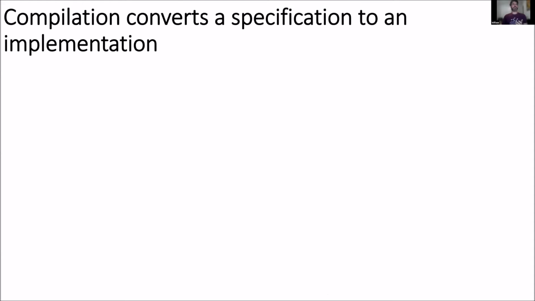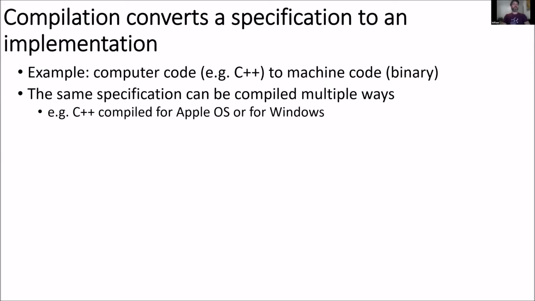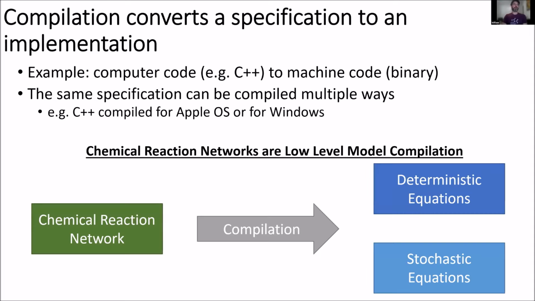So what is compilation, and in particular, what is CRN compilation? I think in this audience, we're all familiar that you can take computer code like C++ and compile it to machine code, say binary. One important idea about compilation is that the same specification can be compiled in multiple ways. If I write C++ code and I want it to work on Apple OS versus on Windows, I have to use different compilers, compile it in different ways for different chip architectures, et cetera. And we want that from our CRN compiler.